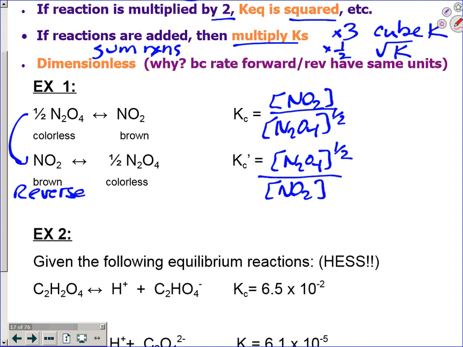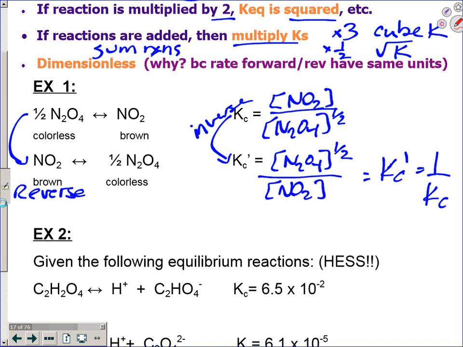Now that you can see them over here, what did I do to K? I went over it, or I inverted it, because of the nature of how products and reactants are stacked. So, we know how to do that. If I wanted to, I could have said Kc prime is equal to 1 over Kc, and not even plug in the data points, I could just plug in the Kc.